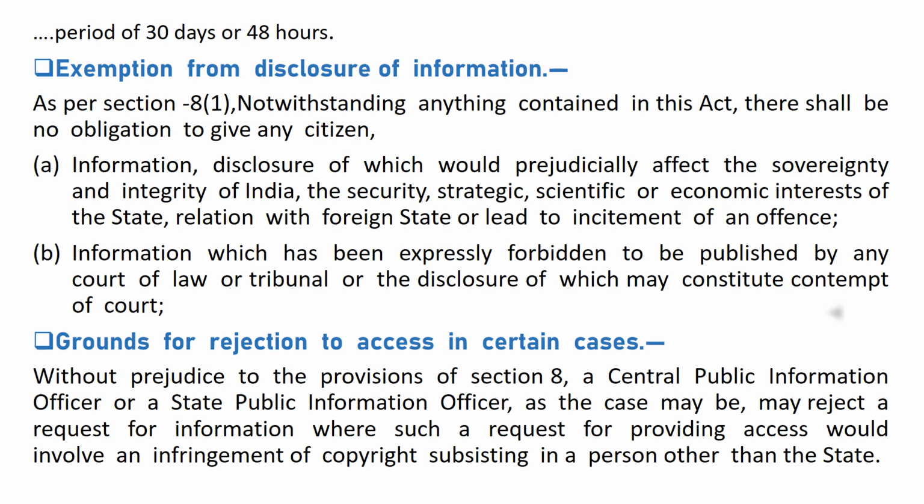Grounds for rejection to access in certain cases. Without prejudice to the provisions of Section 8, a Central Public Information Officer or a State Public Information Officer, as the case may be, may reject a request for information where such a request for providing access would involve an infringement of copyright subsisting in a person other than the state.